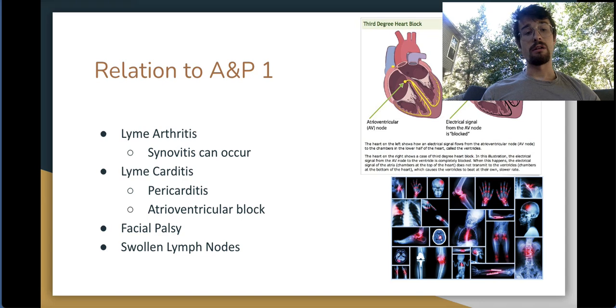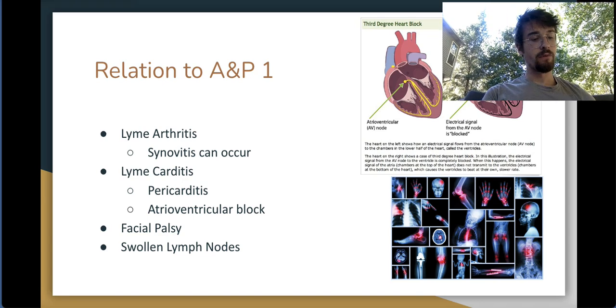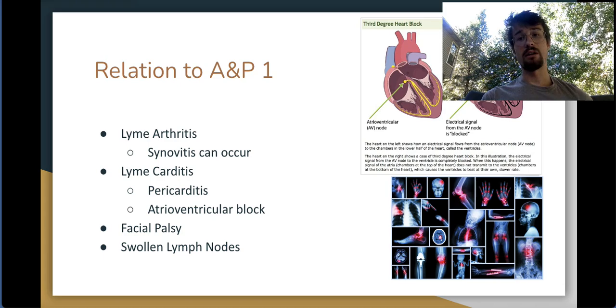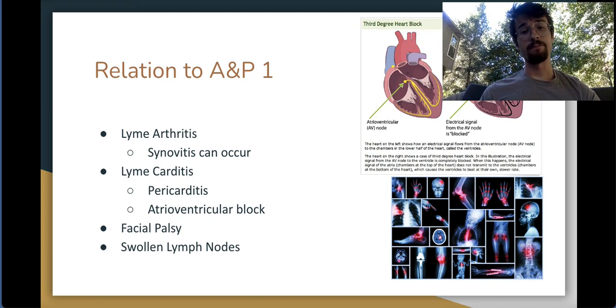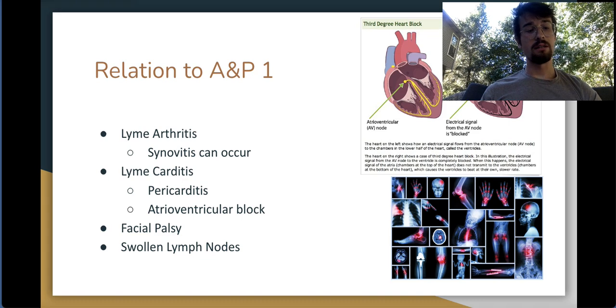So the relation to AMP1, there are a number of symptoms that we discussed here that are very related to AMP1. Lyme arthritis. Lyme arthritis is swelling and pain in the joints. Recall the synovial membrane lines synovial joints. Synovitis can occur, which is a swelling of the synovial membrane, which can cause pain and stiffness in the joint area.